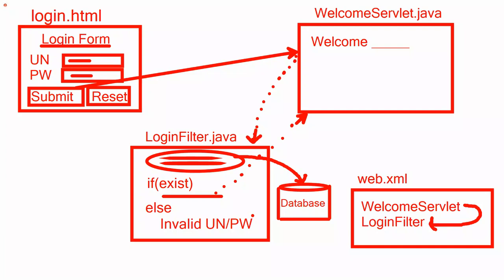If the username and password do not exist, how many programs are executed? One program. Which program? Login filter. Okay. Here, this dotted line is nothing but dynamic dispatching.